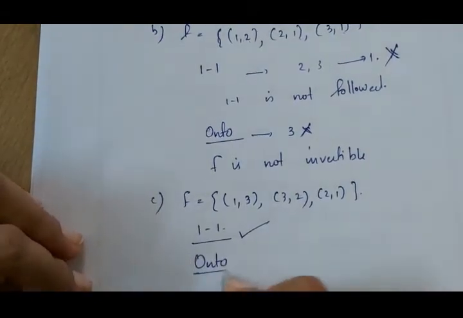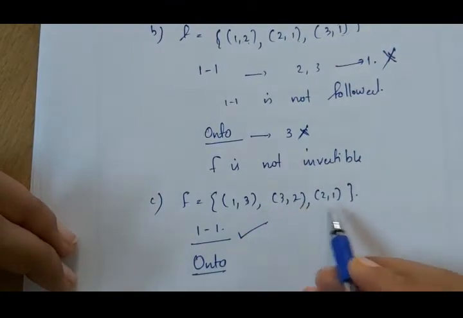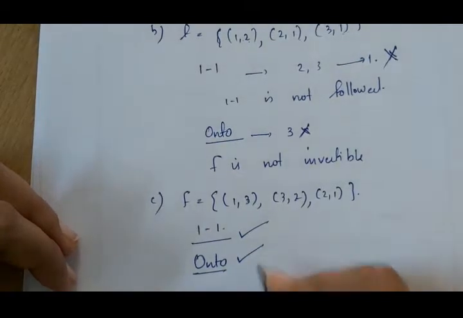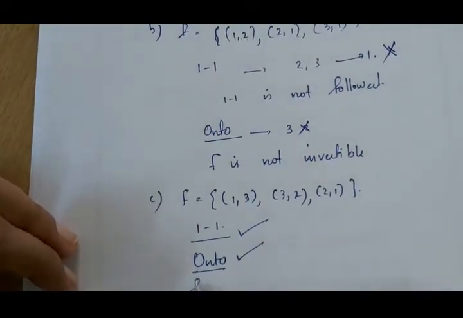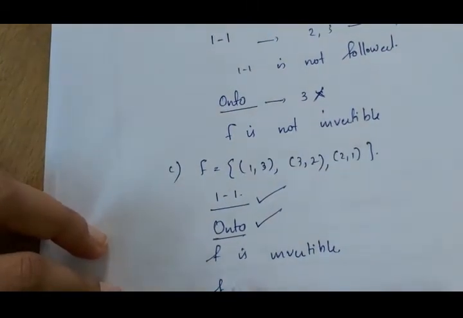Then what about onto? The range is 3, 2, 1. All the elements in the codomain set exist, so it is also onto. So F is invertible. What is the F inverse?